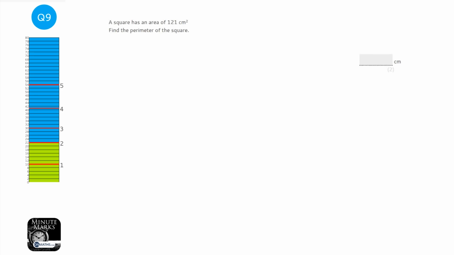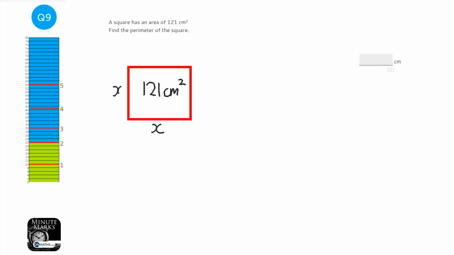Okay, so in this question we see that a square has an area of 121 centimeters squared, and we're asked for the perimeter of the square. So the first thing I would do is do a quick little diagram of this square. And we know that the area is 121 centimeters squared. Okay, so I know it's a square, so therefore the width, or the base, and the height will be exactly the same. Okay, and I know to find area, I do this one times this one.